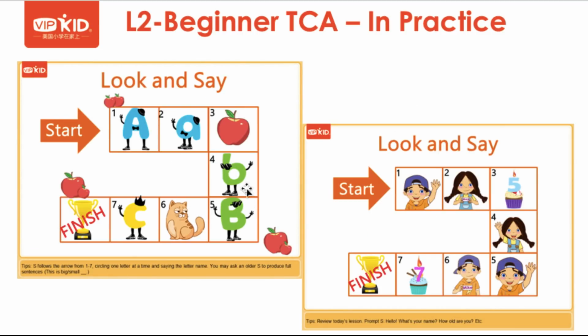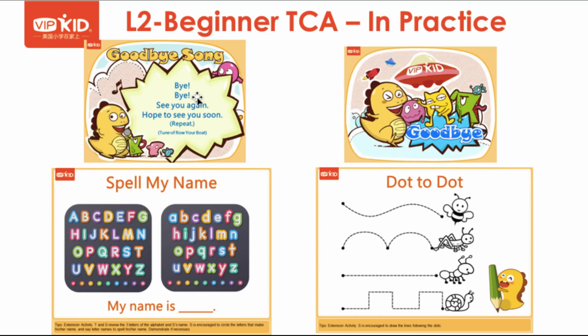Look and say. So can you work through a game? Two of these, one's about letters, one is about people. And then we're going to end up with our goodbye song and the goodbye. You can do a spell your name, and it's not a connect the dots, but sort of a dot the dot, just sort of get them used to using the mouse, etc.